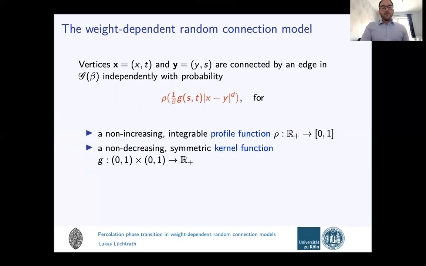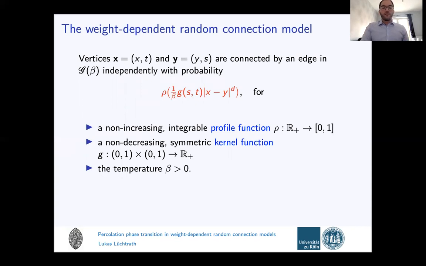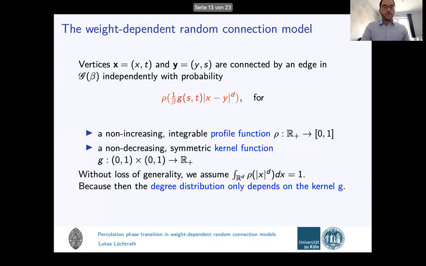And g, which contains the marks, is a symmetric and non-decreasing function we call the kernel function, and it models the influence of the marks on the connection mechanism. Here non-decreasing means if I fix the distance but I want to increase the probability of being connected, I have to decrease the marks. So I have to send the marks of the vertices to 0. And we have the temperature beta here. I already described what this is doing.